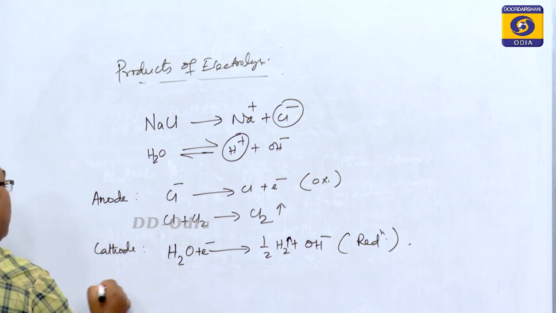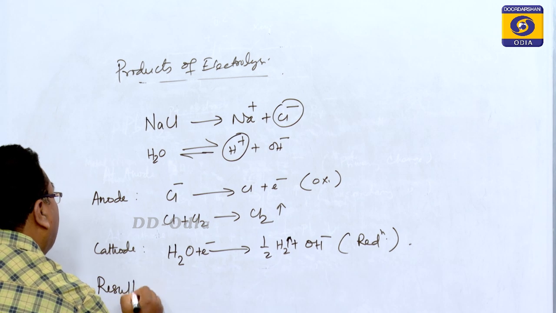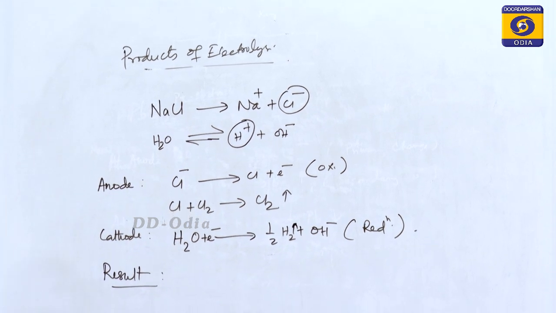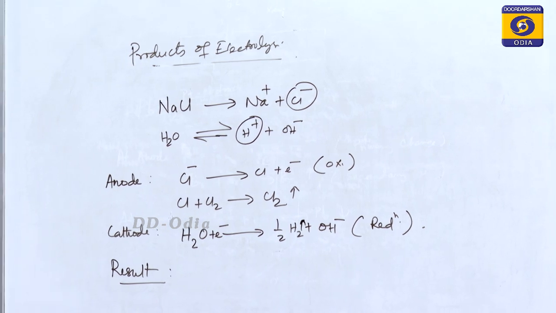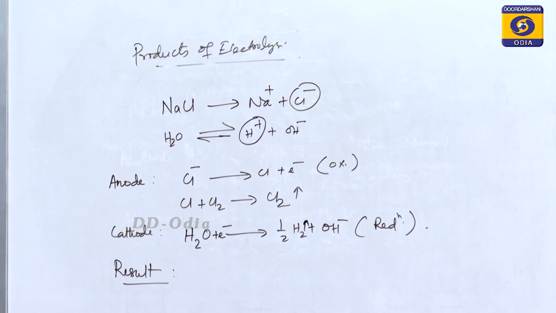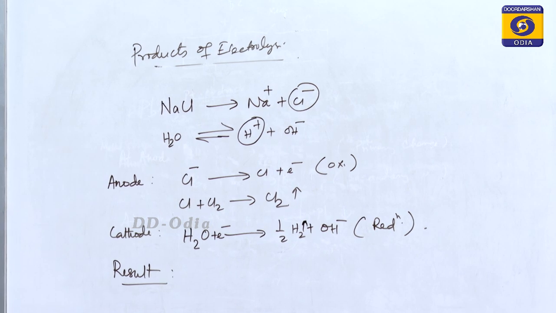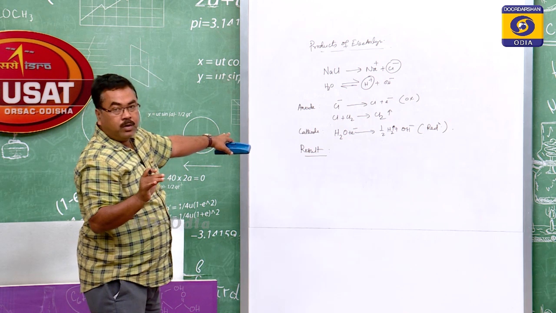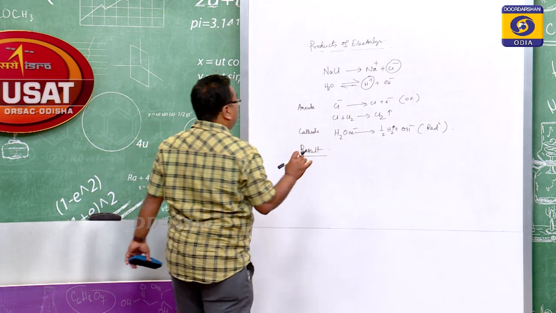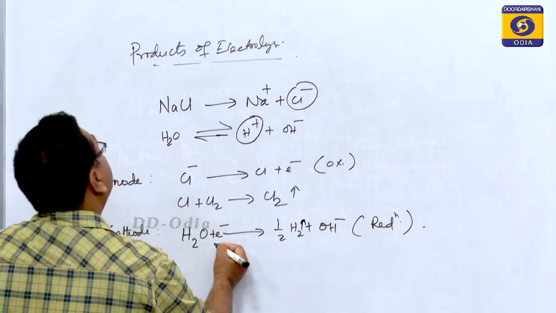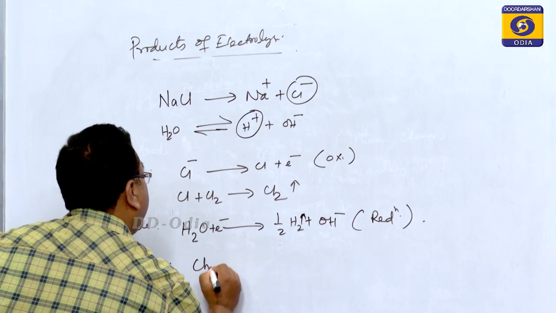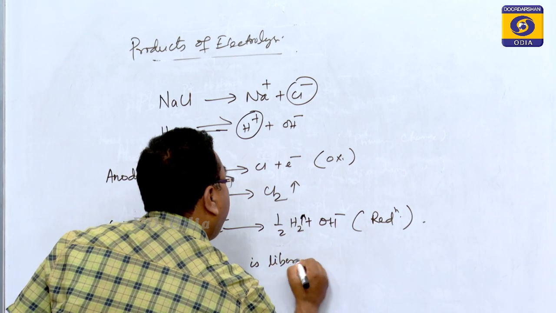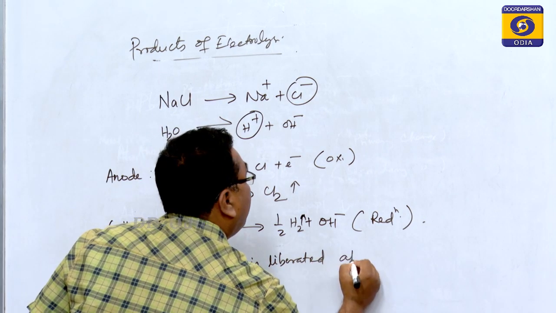So what is the outcome? What is the result of electrolysis? You can be asked in the examination, what happens when sodium chloride solution or brine is electrolyzed. You will write these equations and lastly you have to write down the result. What is the result? That chlorine is liberated at the anode.